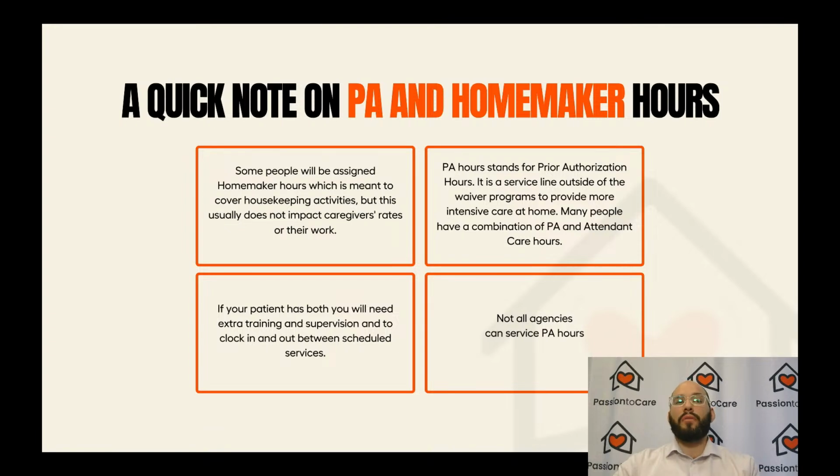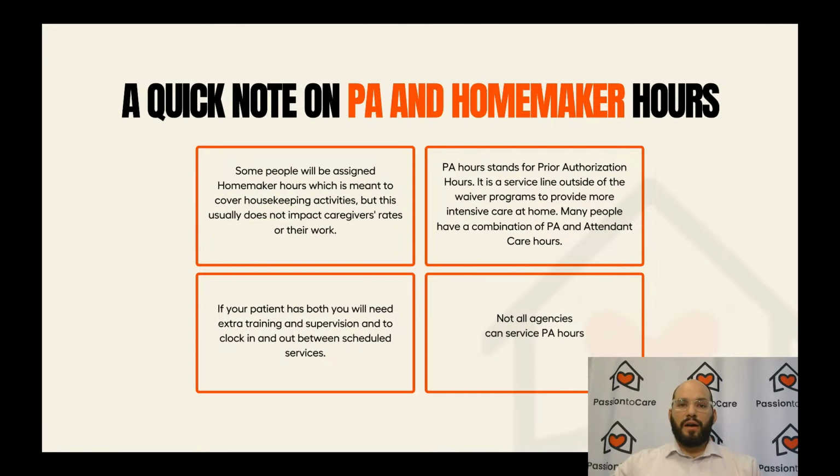PA hours stands for prior authorization hours. This is a service line that's actually outside of the waiver programs, and it is a prior authorization to provide more intensive care at home. Usually, it involves some sort of home health service with a nurse or some sort of therapist who comes to the home to provide this care. However, it sometimes can include personal care and attendant care, and oftentimes will be batched along with a waiver approval. So a person might have 10 or 15 PA hours, and they might have 20 or 30 attendant care hours.